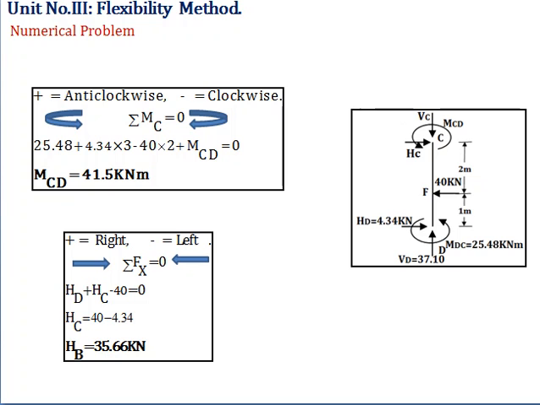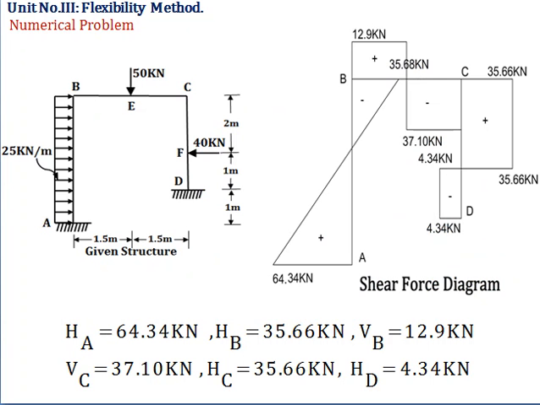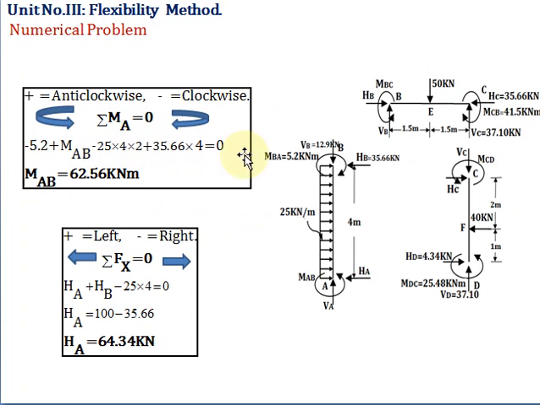After finding out the values at support B, the next step is we'll find out the values at support E. For that we'll apply the equilibrium equation, that is moment at A equal to 0. Here we are taking the moment at this point. Now force minus 5.2. So what is minus 5.2? This is the moment in member MBA.